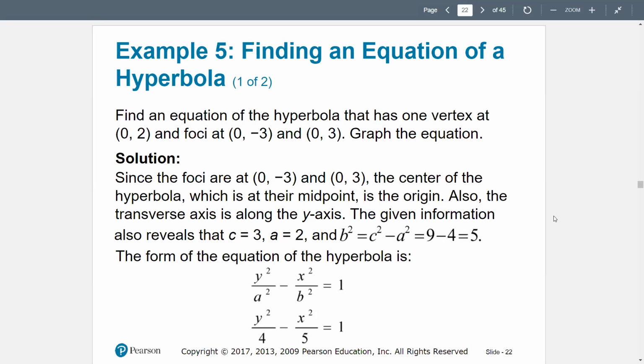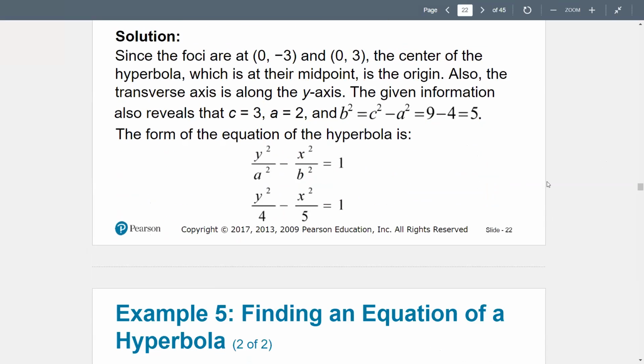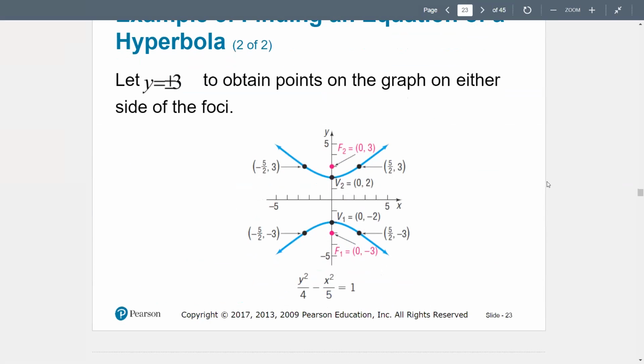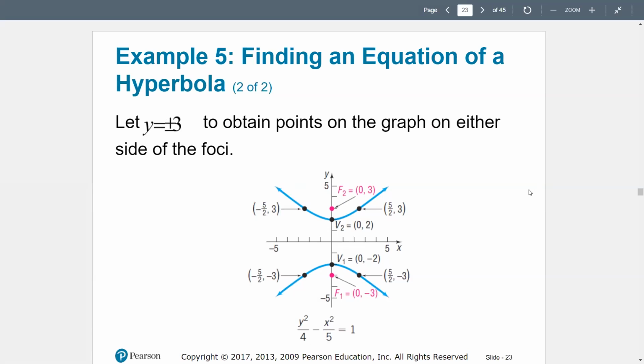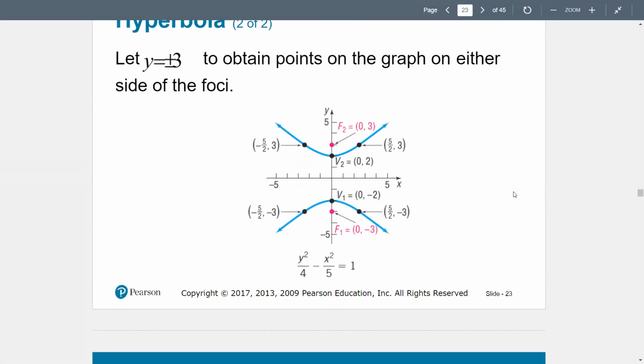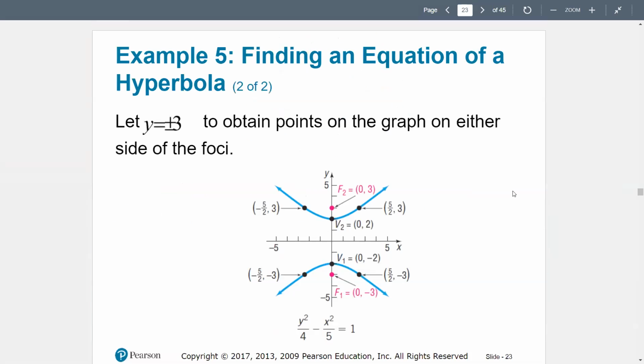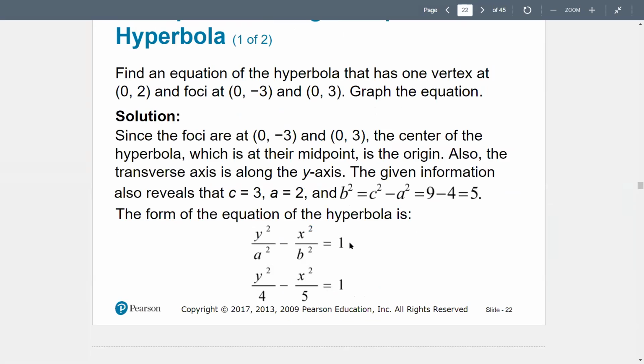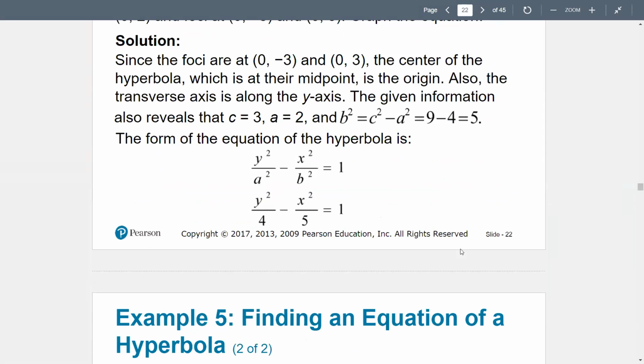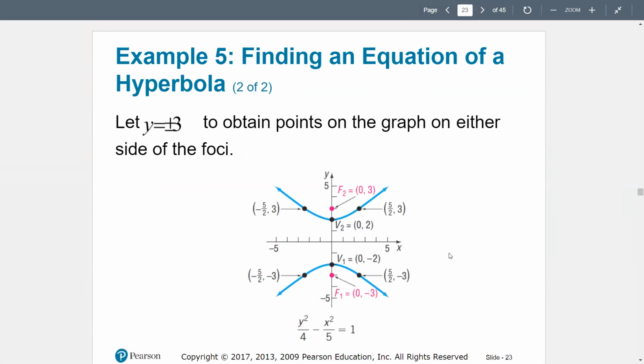It helps us find the c. The vertex helps us find the a. So together we can use that to find the b. And then once you have a squared and b squared, you can find the equation. The foci also helps us find the points to the left and the right of the foci. So that is the final answer there, but then they also chose to give you the graph of it.